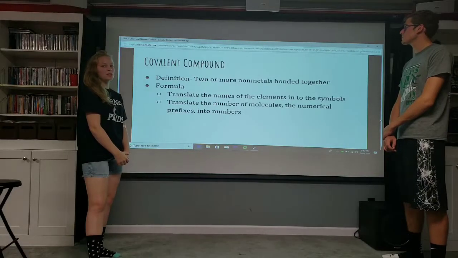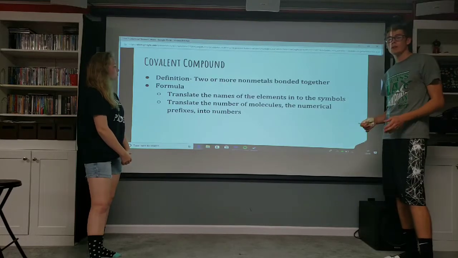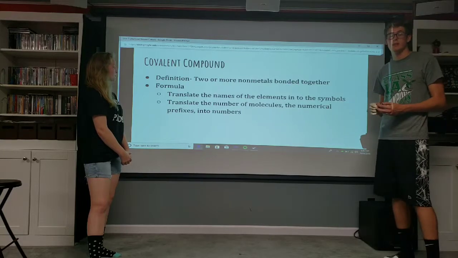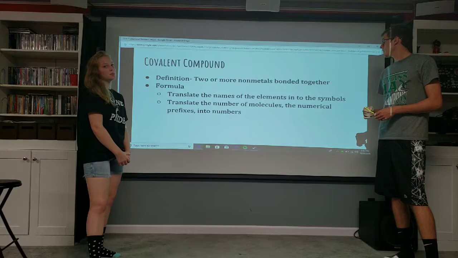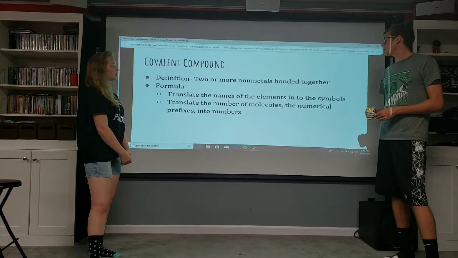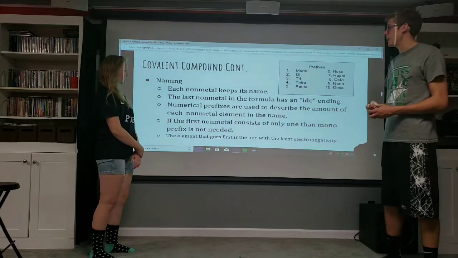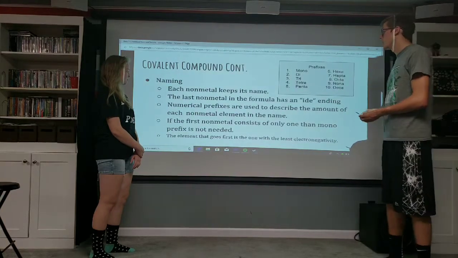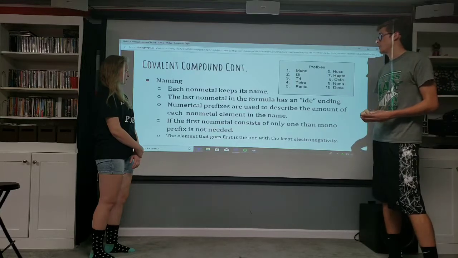We will be talking about the second type of chemical compounds, covalent compounds. A covalent compound is a compound that has 2 or more nonmetals bonded together. For the formula, first you translate the names of the elements into symbols using the periodic table. Then you translate the number of molecules, the numerical prefixes, into numbers. To name a covalent compound, all we have to do is leave the nonmetals as they are. Then, the last nonmetal in the formula gets an "ide" ending to it.